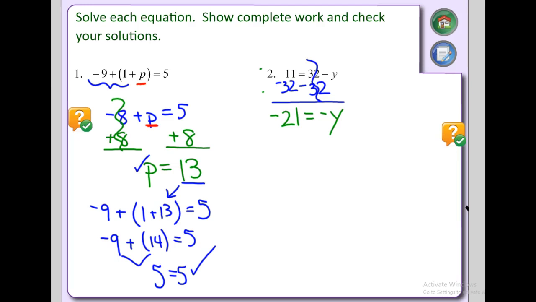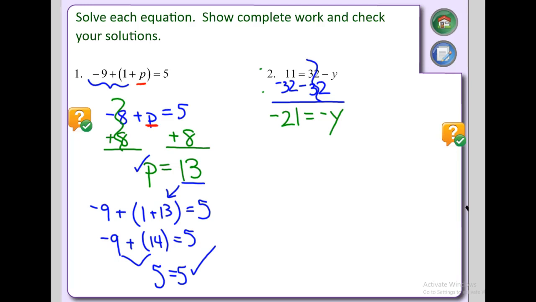Now we have a problem. When we isolate the variable by inverse operations, when I get him by himself, he needs to have a positive understood 1. The problem here is I have a negative in front of the y. So how can I get rid of that negative in front of the y?